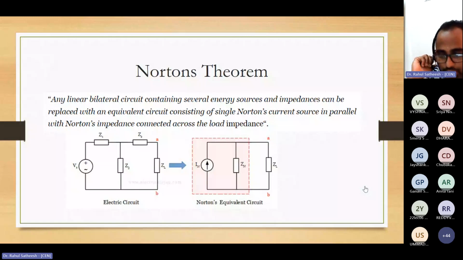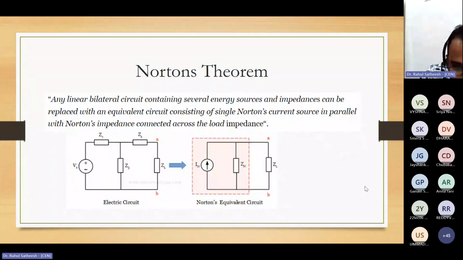If there is a doubt, please let me know through chat or you can unmute and ask. So Norton's theorem, we already discussed in Thevenin's theorem that the circuit can be made into an equivalent circuit with the voltage source in series with the resistance. Here in Norton's, we can state it like that: Norton's current source is in parallel with the Norton's impedance. There it is the Thevenin voltage source in series with the Thevenin resistance.